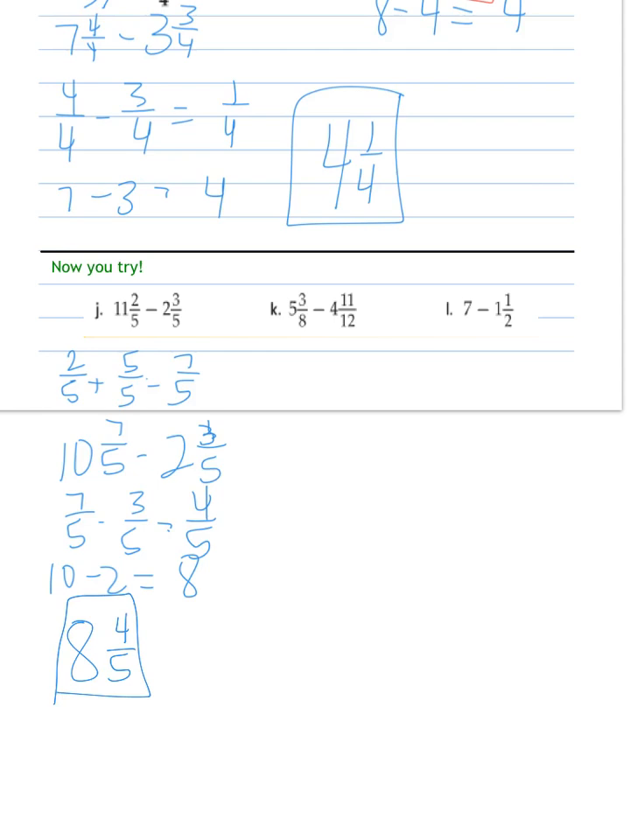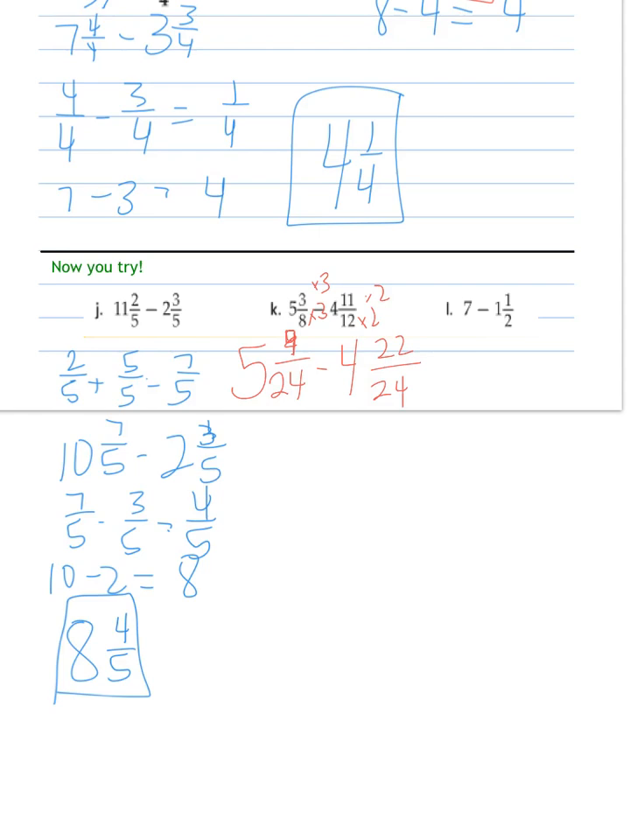Alright, next one, 5 3/8 minus 4 11/12. First of all, looking at the fractions of 3/8 and 11/12, I'm going to get a common denominator for those, okay, which I know is 24. So times by 3 for each of these. So our new answer here is 5 9/24. I want to make sure that I know that that's a 9. Minus 4, times each of these by 2, and 22/24.